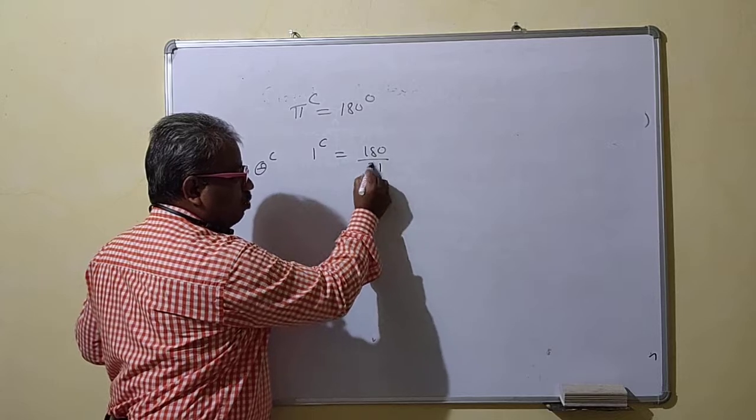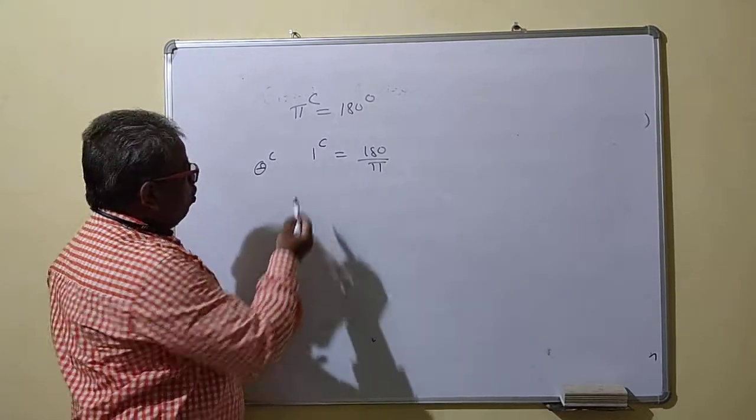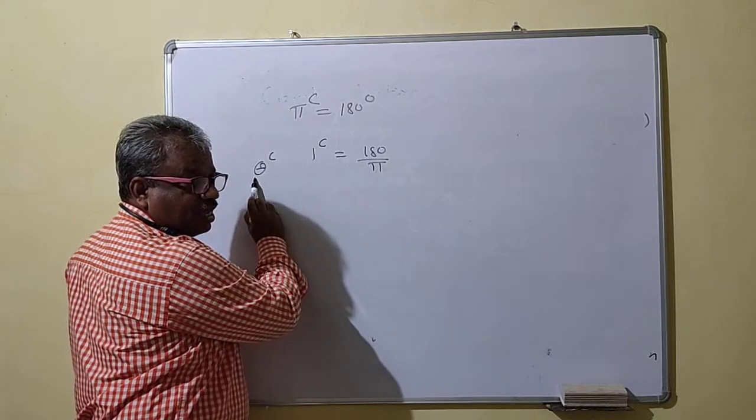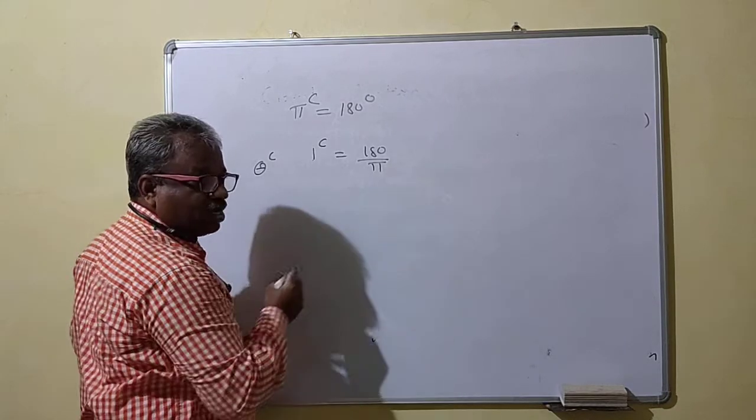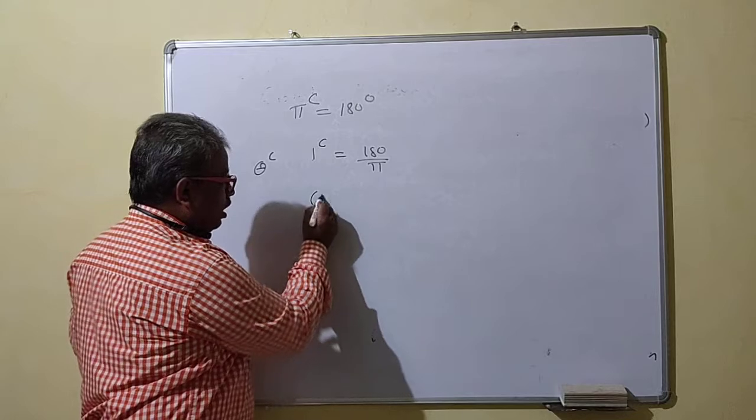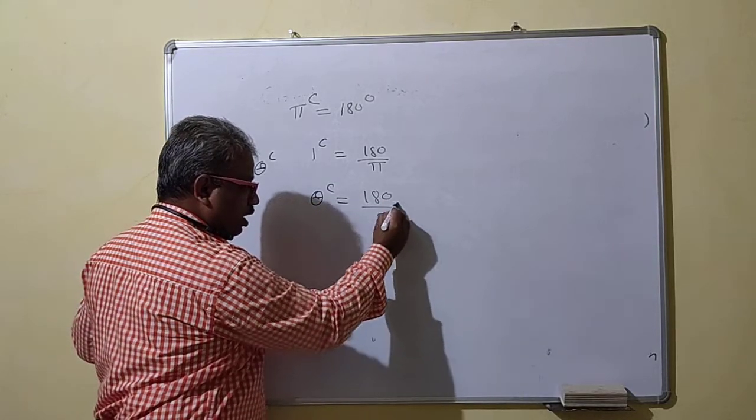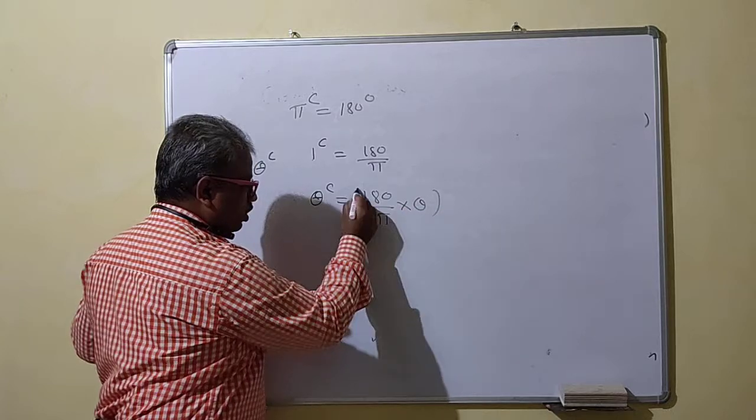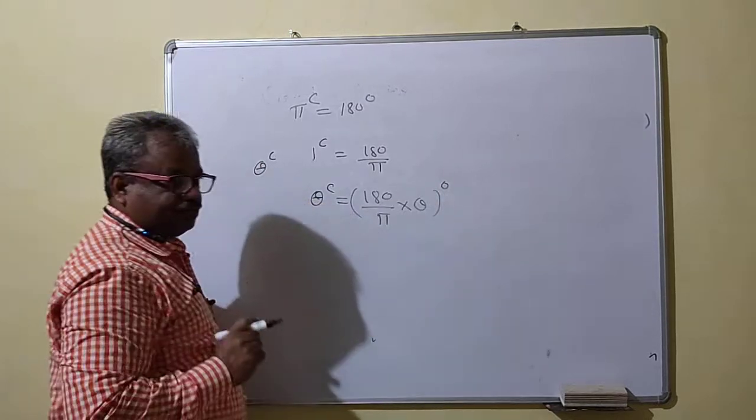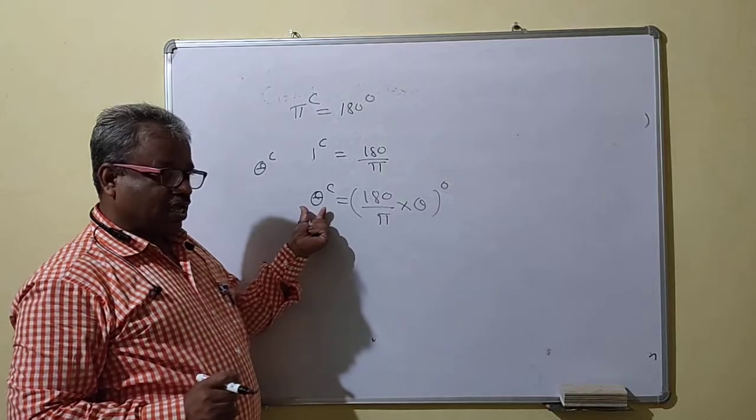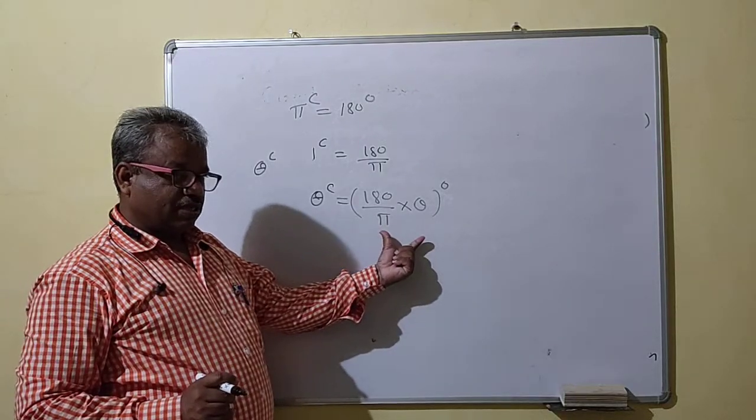180 upon pi, right? Now the value of 1 radian is known to you, and you want the value of theta radian. Then what? Multiply on both sides. So what do we get? Theta radian is the same as 180 upon pi into theta degree. We get a formula to express theta radian in terms of degree measure.